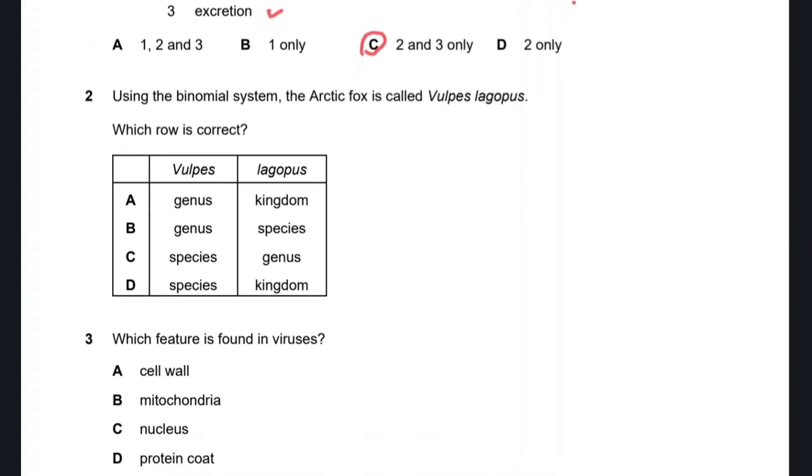Using the binomial system, the Arctic fox is called Vulpes lagopus, and this first name represents the genus, starting with a capital letter, and the second name represents the species. So B is the right answer here, the genus and the species.